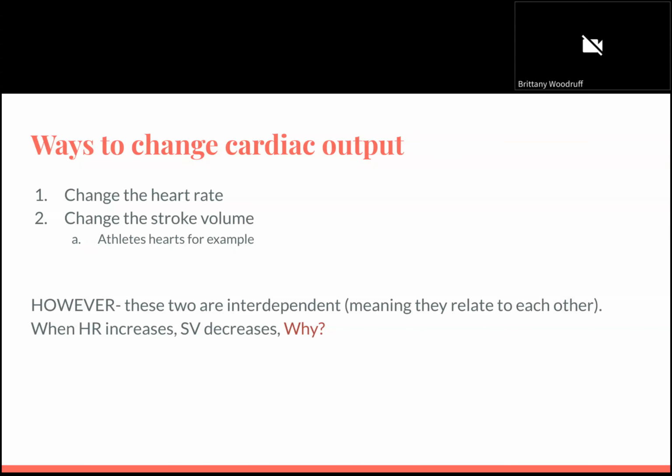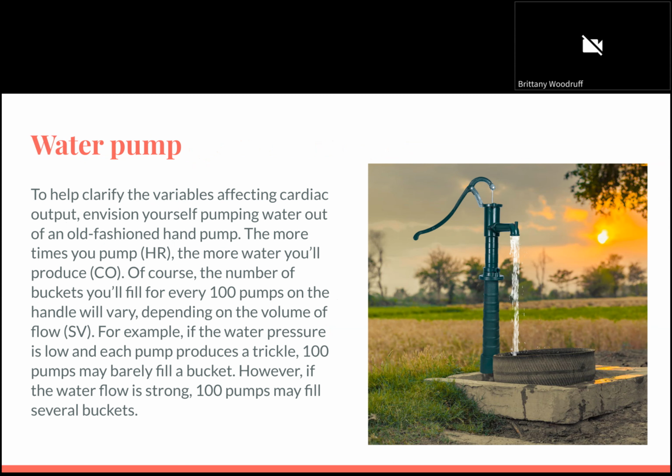Now, there are a couple of different ways you can influence cardiac output. You can increase or decrease the heart rate, or you can change the stroke volume. These are not mutually exclusive. If you increase the heart rate, you will also decrease the stroke volume. The reason is it's like a water pump. If you're going really fast, like with one of those old-fashioned hand pumps, each time you pump it's a little less water, because you're not giving adequate time for the water to refill. You're going too fast for it to fully refill, if that makes sense.